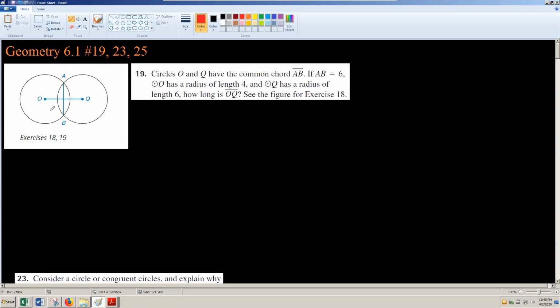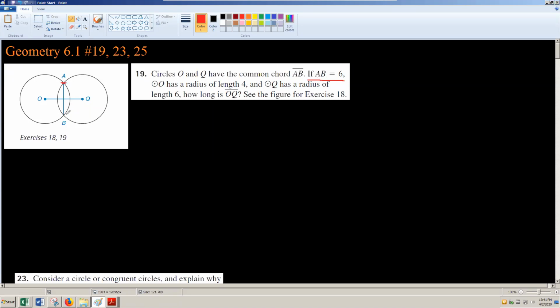The next thing we're looking at is if AB is 6, and circle O has a radius of length 4, and circle Q has a radius of length 6, how long is OQ? So my goal here is to try and figure out the distance between O and Q. So doing this, I want to fill in the piece of information I get first, which is that AB is 6.